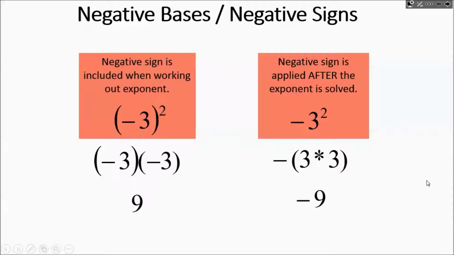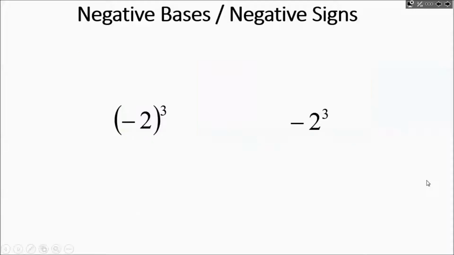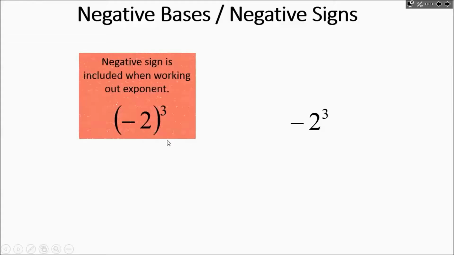So we'll go through a few more examples of this. So here we have negative 2 in parentheses to the third, and then negative 2 to the third. So we have this negative 2 in parentheses. This negative gets included when working it out. So we have a total of negative times negative times negative. 3 negatives are being multiplied. It's going to be a negative answer.